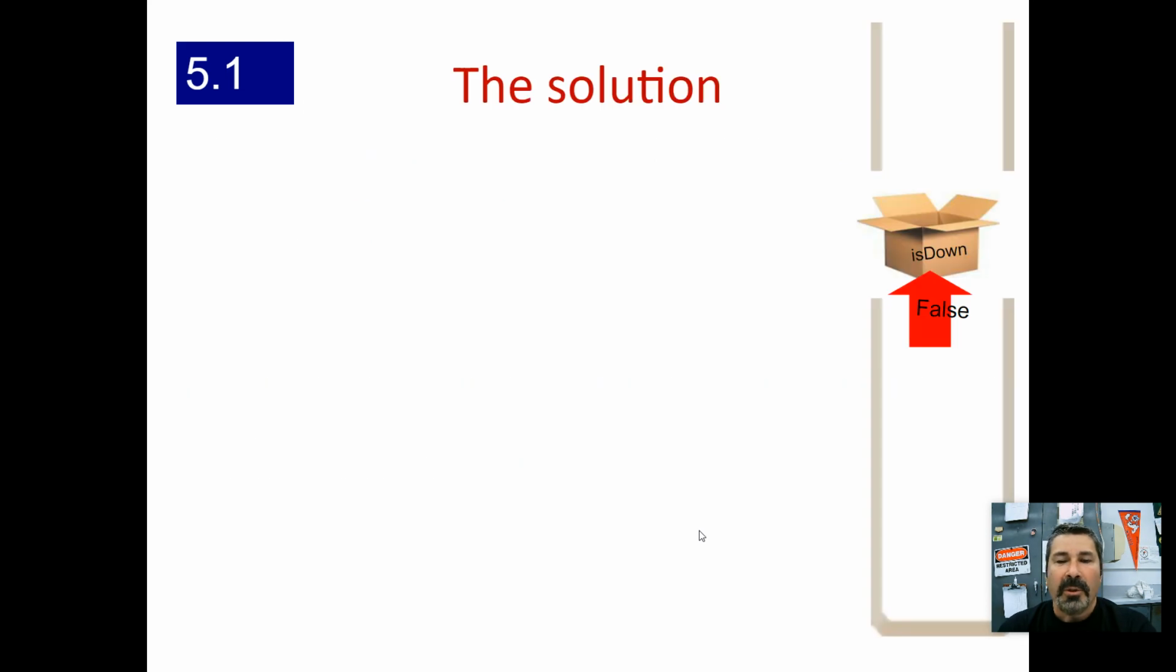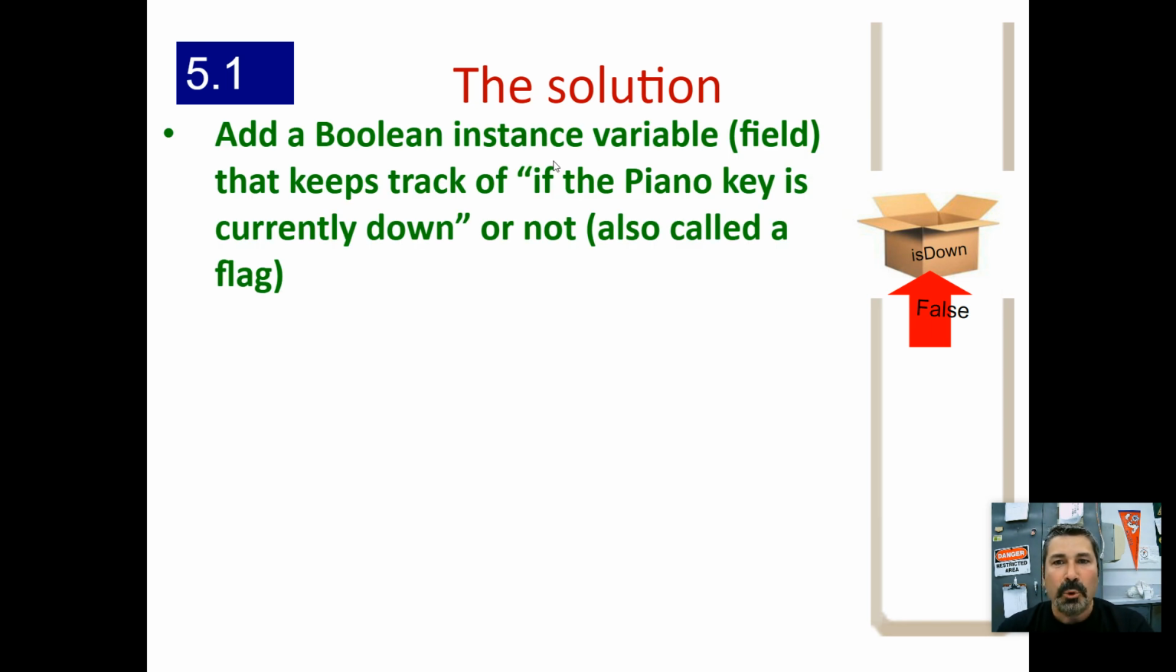So the solution with the pseudocode is we need to add a Boolean instance variable, which is also known as a field, that keeps track of if the piano key is currently down or not. It's also called a flag. So it's a Boolean instance variable or a field, called a flag. Our key looks like this, is down is going to be false. And then as soon as the key goes down, we switch our instance variable is down to true.